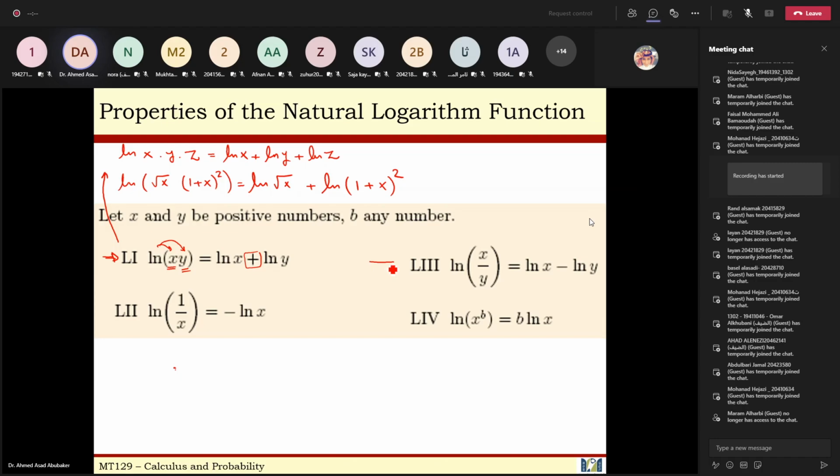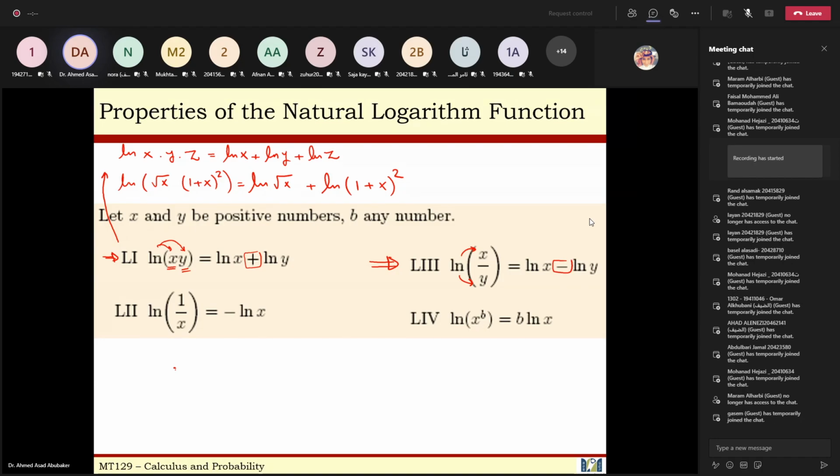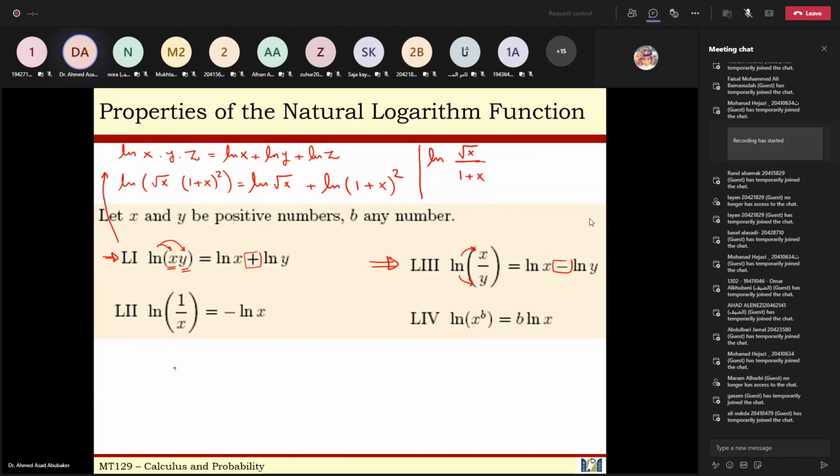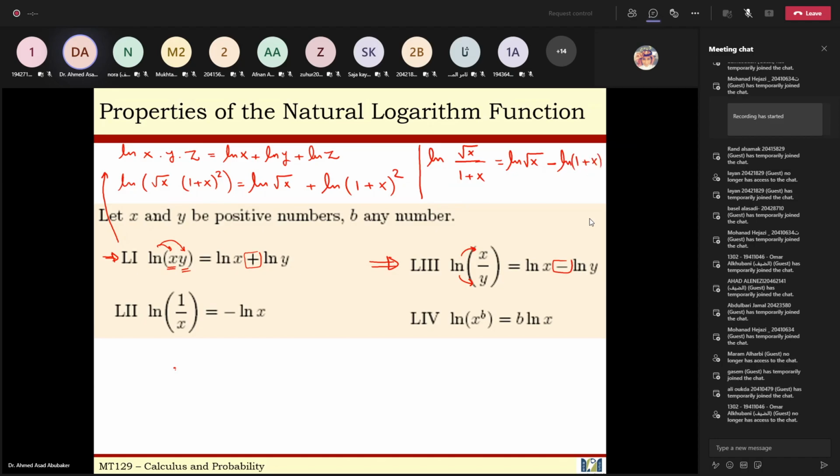But if we have a fraction, we can distribute the ln on the numerator and denominator, but put subtraction between numerator and denominator. For example, if we have ln of radical x over 1 plus x, we can put it as ln radical x minus ln (1 plus x). Ln of the numerator minus ln of the denominator. Okay.